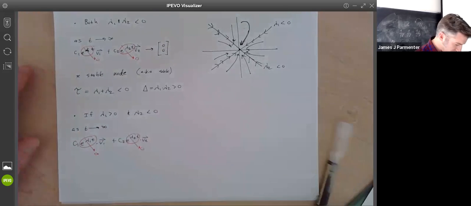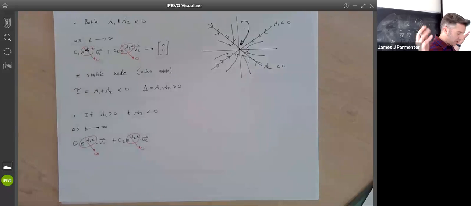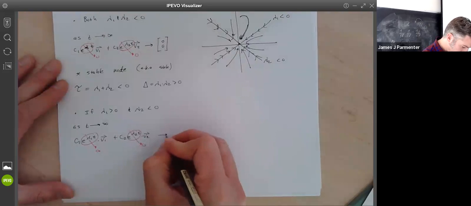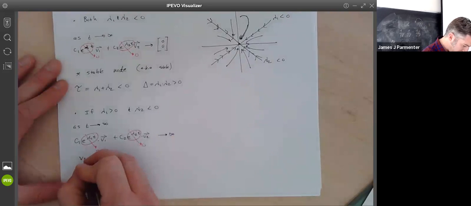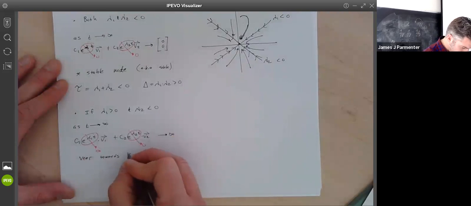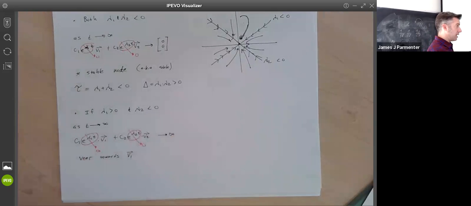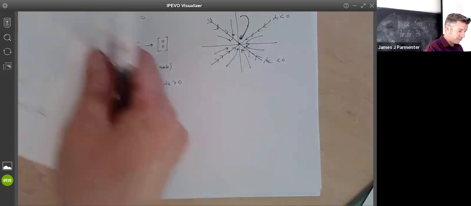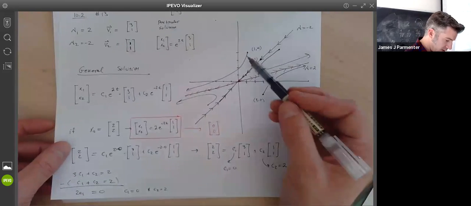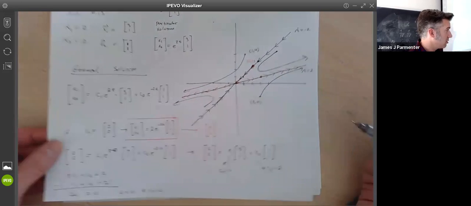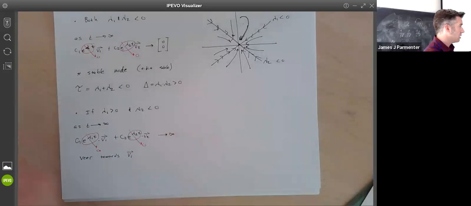So what's kind of interesting, this one still things are going to get infinitely large, but they're specifically going to veer towards your first eigenvector, or whichever one's associated with the positive eigenvalue. Just like in the previous example we did, right? In the saddle we looked at before, all of our lines were getting closer and closer to the eigenline associated with the positive eigenvalue. And that's always the case with the saddle: the one that's positive is the one that dominates.